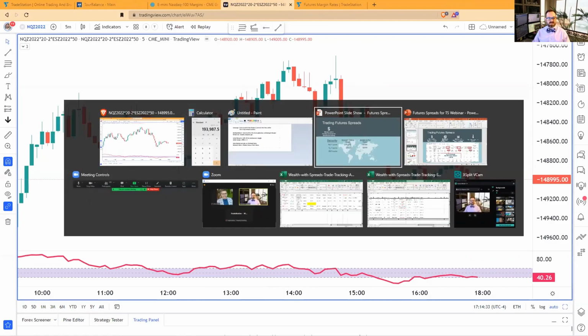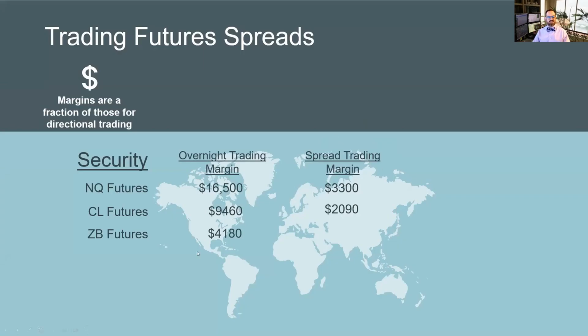Okay, so let me get back to this, and you can see the spreads, $4,180 if you want to do overnight for the bonds, or $495 as a spread. And you can even do spreads on the micros. Talk about cheap, right? If you were to go to the micro versions of these, you could actually do some trades for under $100 for margin. It's pretty crazy.